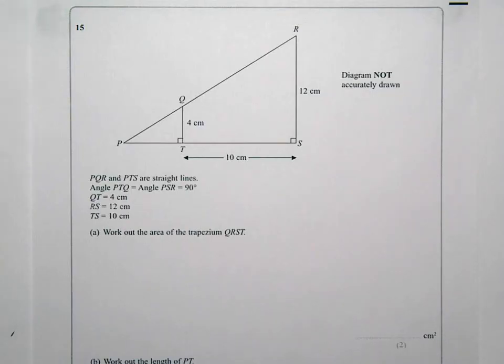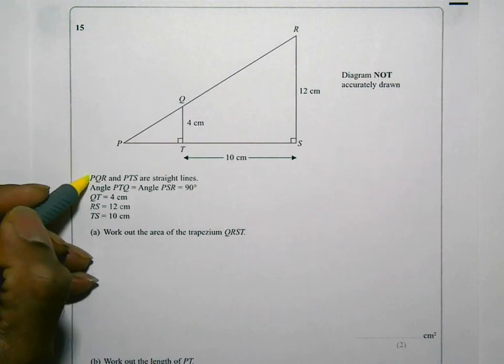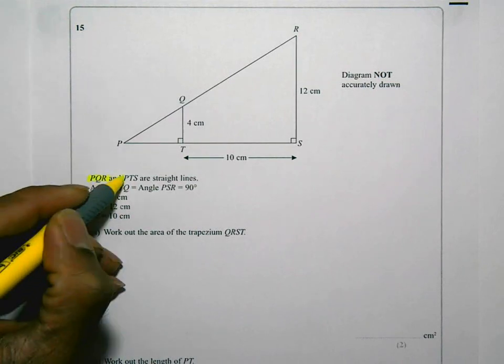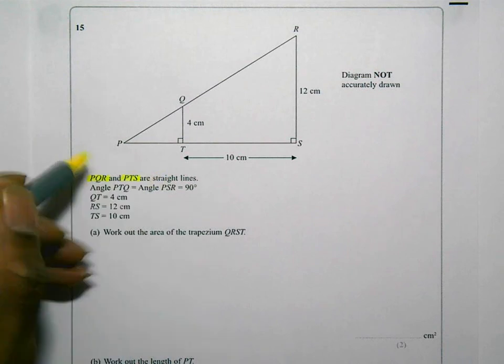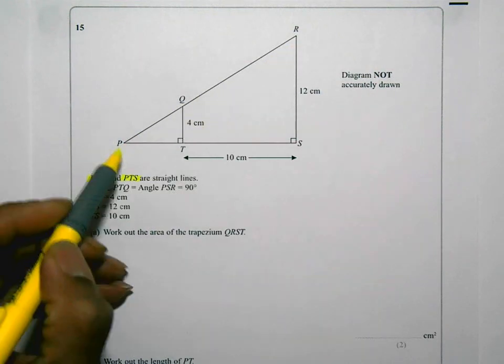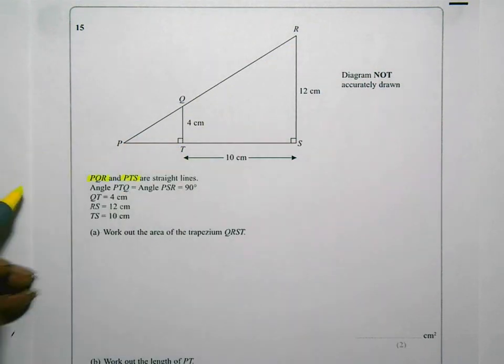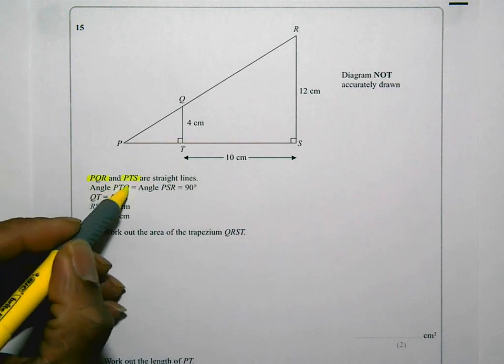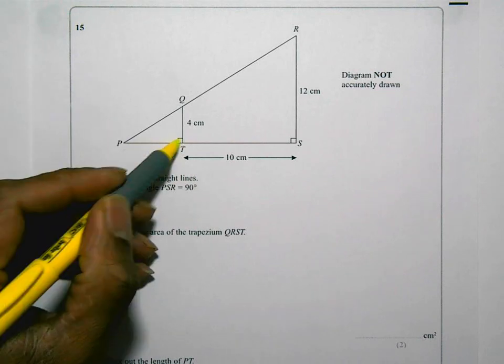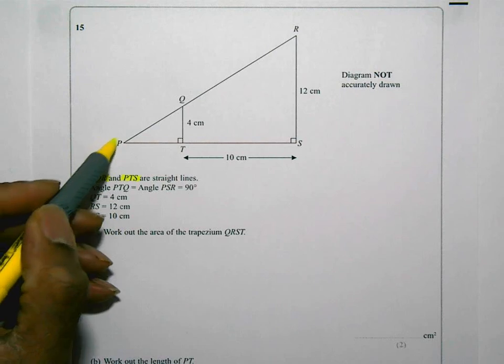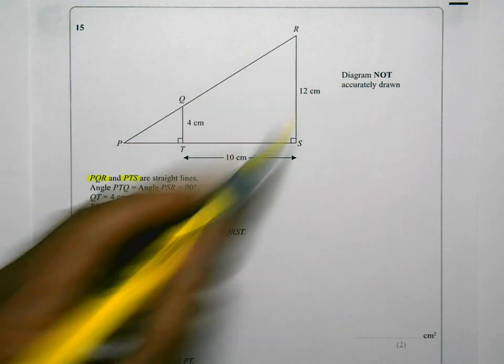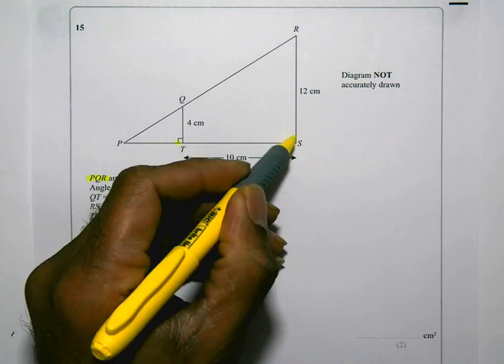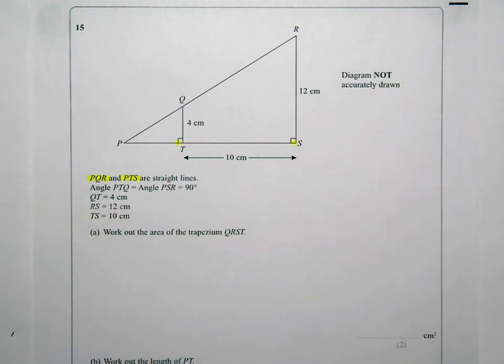Okay, this is question 15 on the higher calculator paper. The question says PQR and PTS are straight lines. So PQR and PTS are straight lines. Angle PTQ, so PTQ and PSR are 90 degrees. So they've actually shown us this. So I can see all of that information on the diagram.